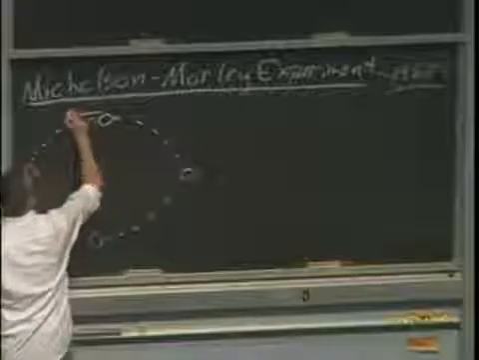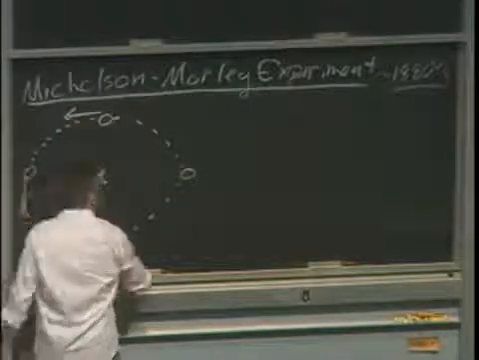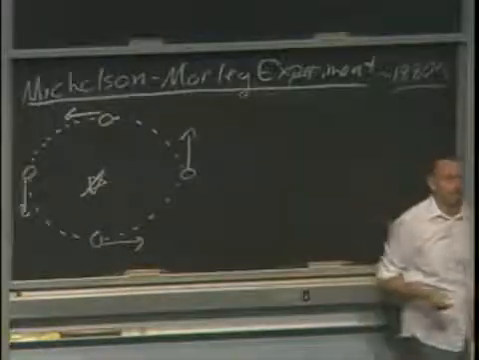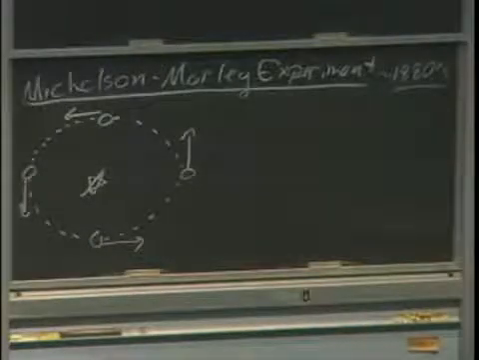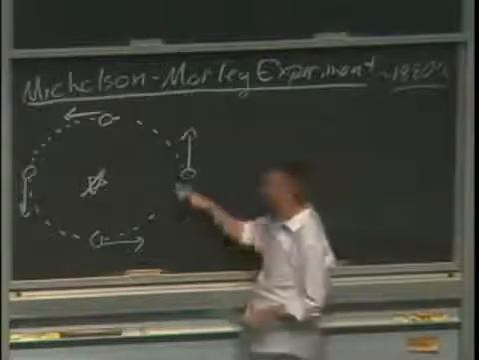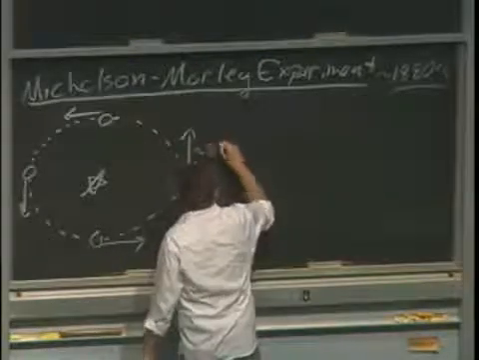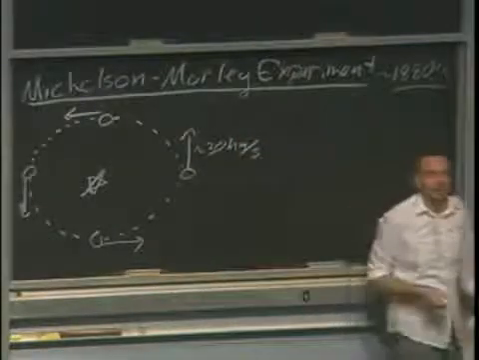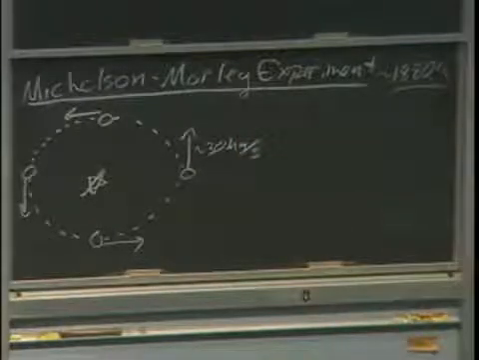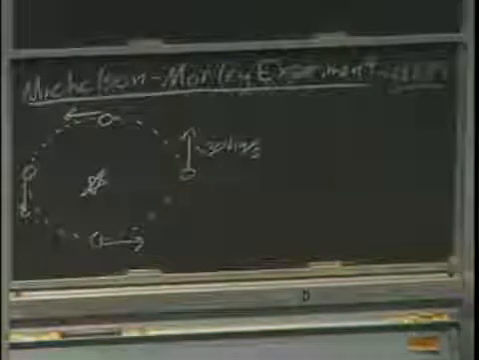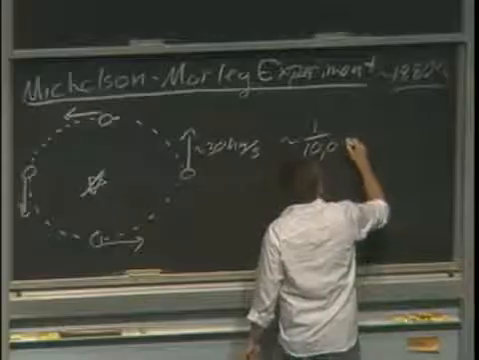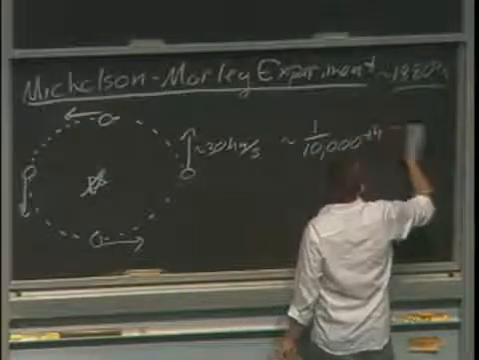And the Earth, of course, is changing its direction, its velocity as it orbits over the year. Okay? And the orbital velocity of the Earth is about 30 kilometers per second. If you compare that to the speed of light, which is 300,000 kilometers per second, then this is about 1/10,000th of c.